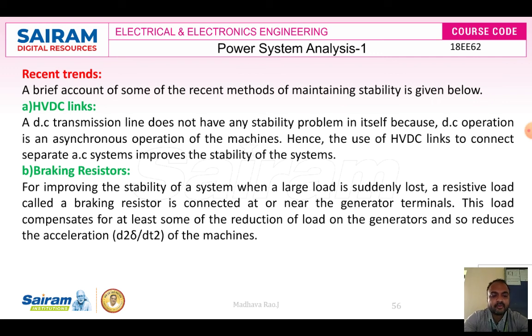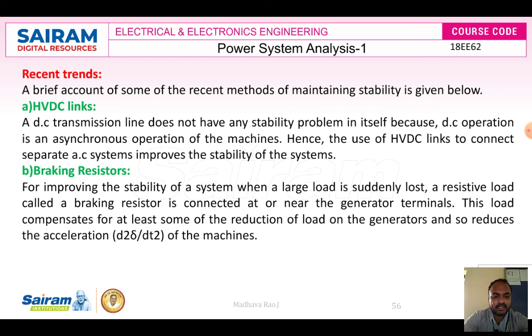To avoid that, what we have to do is use resistive load. Resistive loads we will use, called braking resistance, connected near to the generating terminals. When the load is suddenly decreased, the resistor loads will automatically be connected, without affecting the system. So these load compensators provide at least some of the load, reducing the acceleration of the machines.